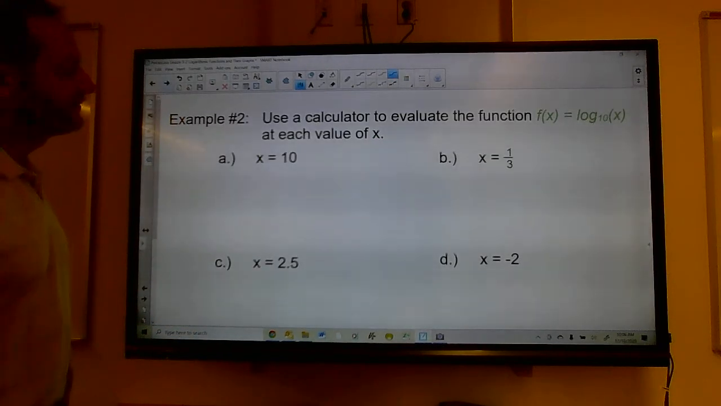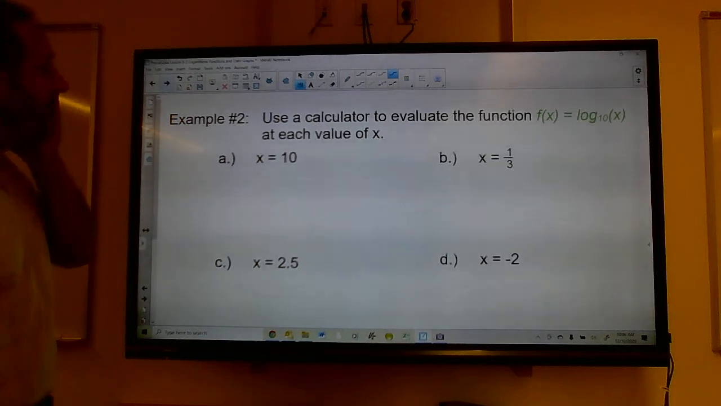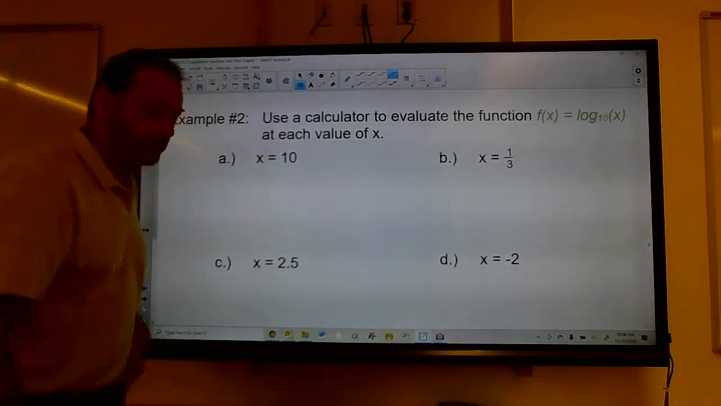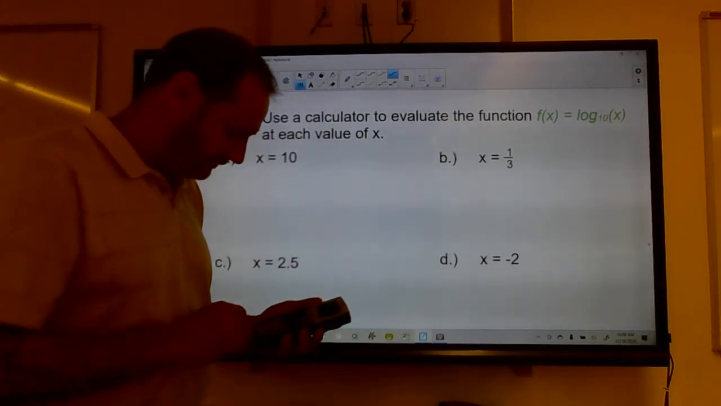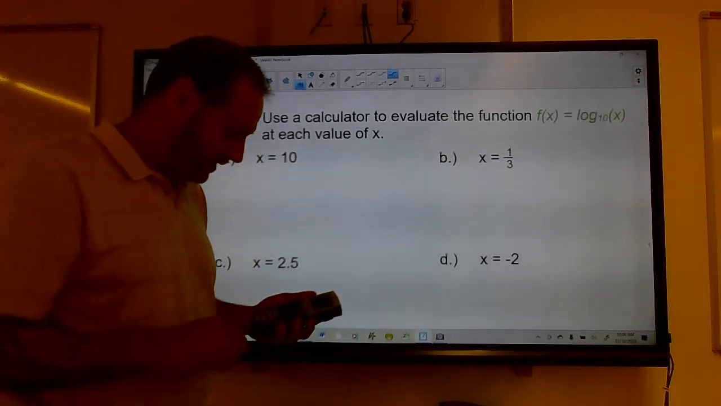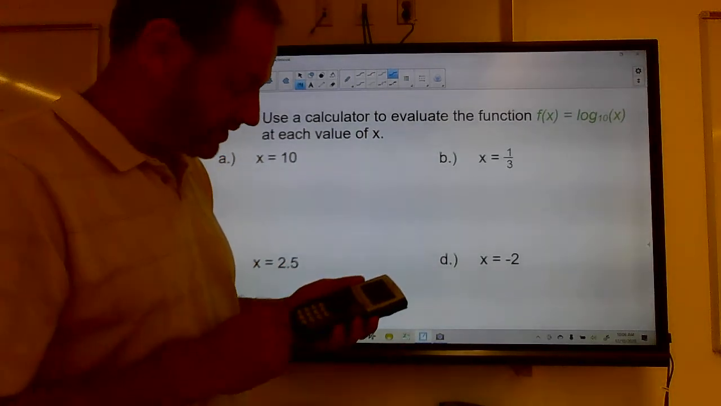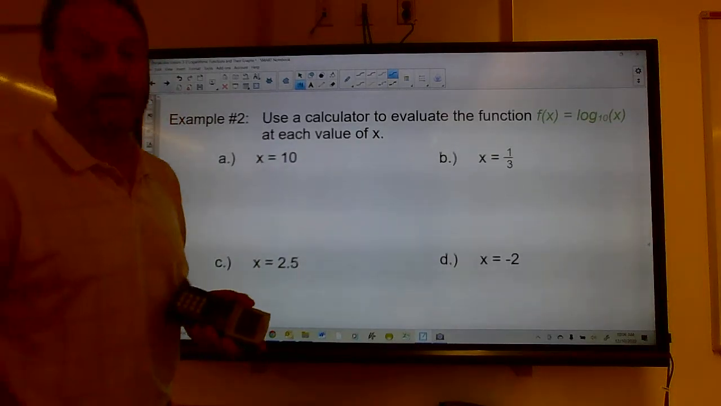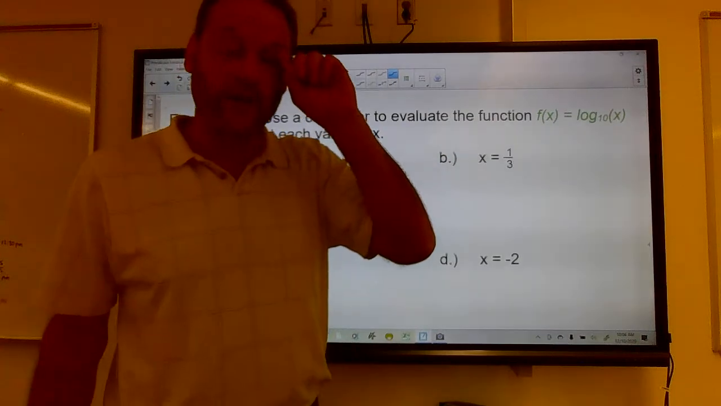All right, so this is not going to be so easy. We're going to use a calculator to evaluate f of x equals the log base 10 of x at each value of x. So at this point, you need to get out your handy-dandy TI-84 Plus C Silver Edition graphing calculator. And if you look right next to your 7 key, there is a key that says LOG. That's your log base 10. Anytime you see a log and it doesn't have a number right here, it's assumed to be log base 10.